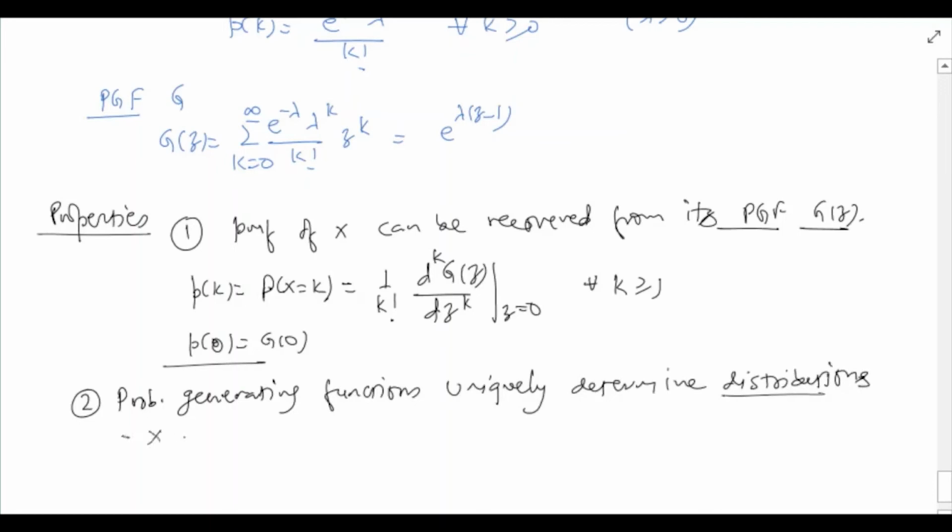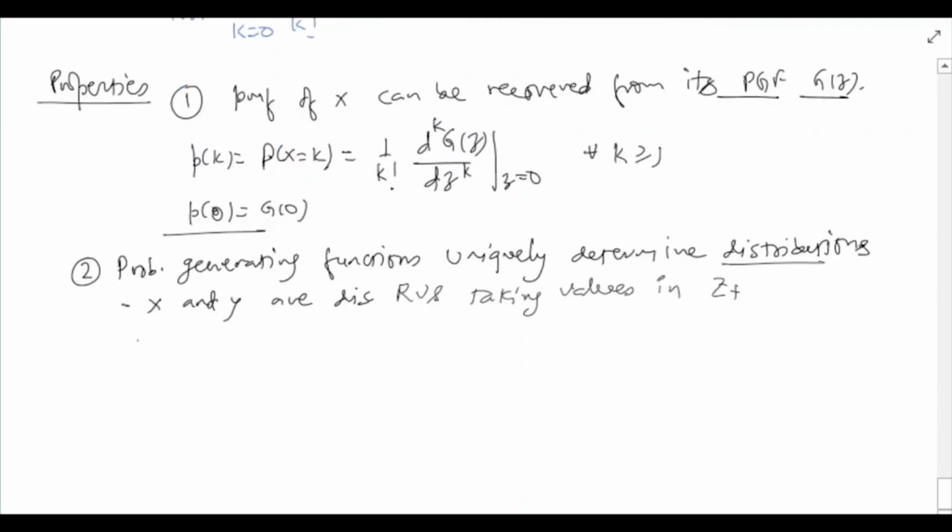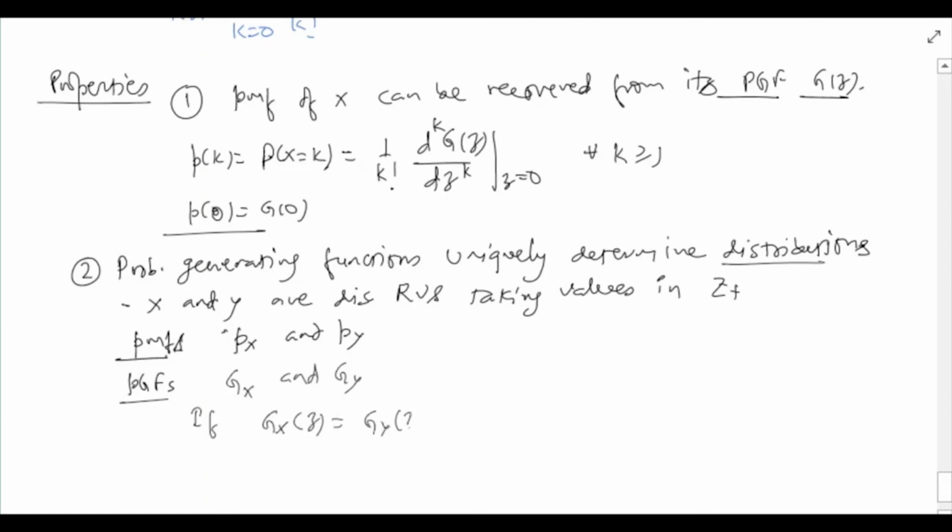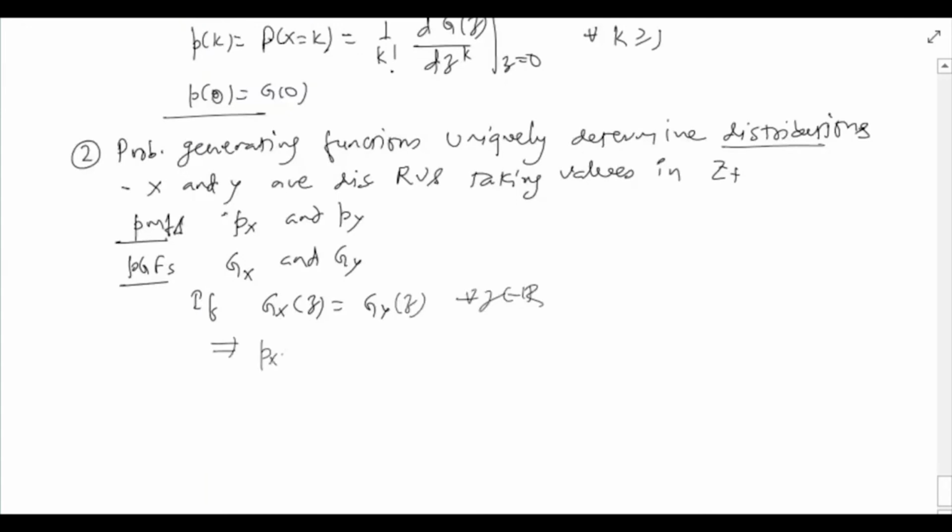What this means is that if x and y are two discrete random variables taking values in Z plus, suppose their PMFs are p_X and p_Y, and their PGFs are G_X and G_Y. If G_X and G_Y are the same, that is if G_X(z) is the same as G_Y(z) for all z in R, then their PMFs will also be the same. That is, p_X(k) will be the same as p_Y(k) for all k greater than or equal to 0.